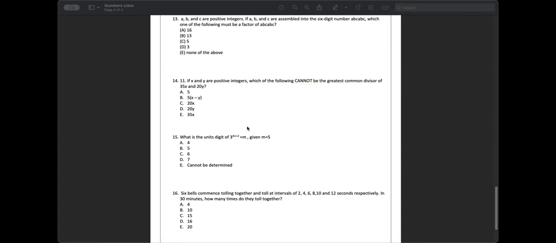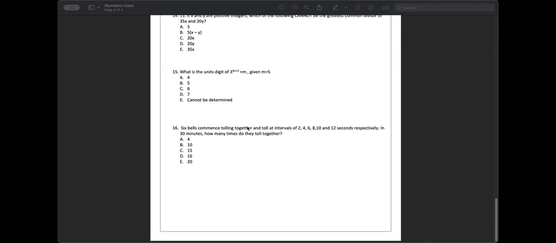All right, let's see. 16th. 6 bells commence tolling together and toll at intervals of these many seconds respectively. In 30 minutes, how many times do they toll together? Okay. So first of all, let's say one bell tolls at every 2 seconds. So next time it'll toll will be at 4 seconds, then 6 seconds, then 8 seconds, and so forth. This other bell tolls after every 4 seconds, so it'll toll at 4 seconds, 8 seconds, 12 seconds, and so forth. 6 seconds, 12 seconds, 18 seconds, so forth.